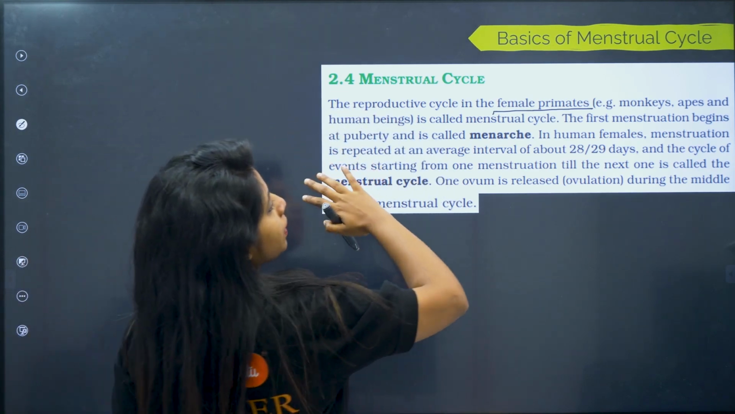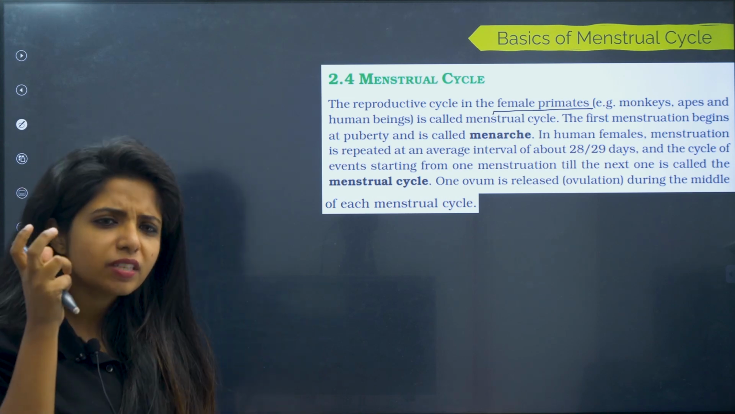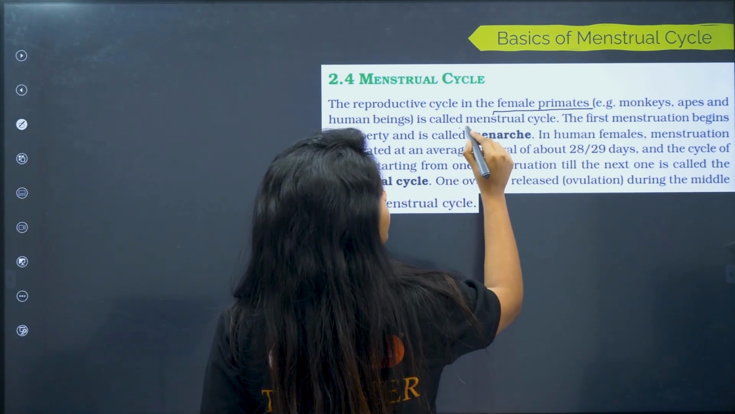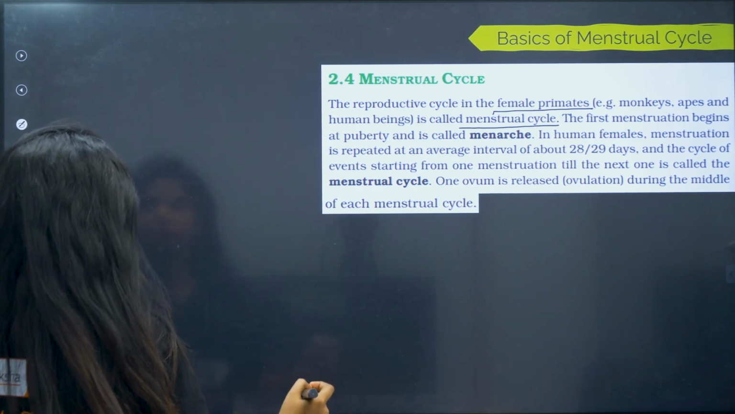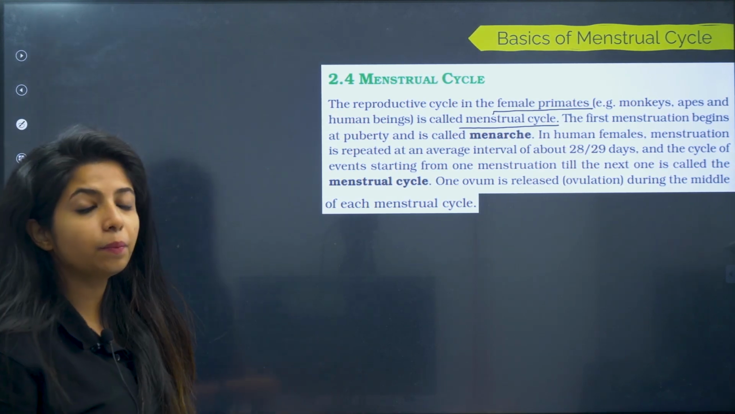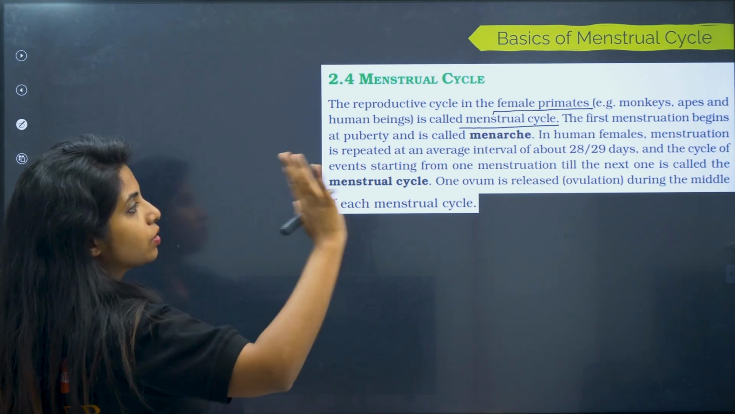So basically, the reproductive cycle of the female primates has a specific name. What do you call this? Menstrual cycle. So you might be thinking, what about non-primates? Non-primates have the estrous cycle. What is it? Estrous cycle. That is something different.